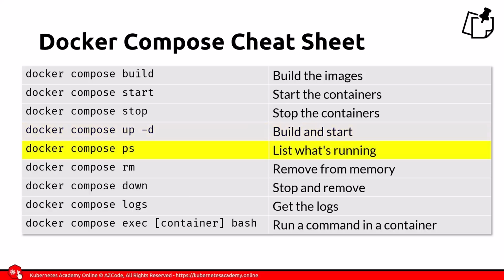PS will list what's running. Remove or RM will remove the containers currently from memory. Down will do a stop followed by a remove. Again, this is super handy. Logs will display the logs for a container. And you can open a session inside a container by running docker compose exec, the container name, and the program to run.